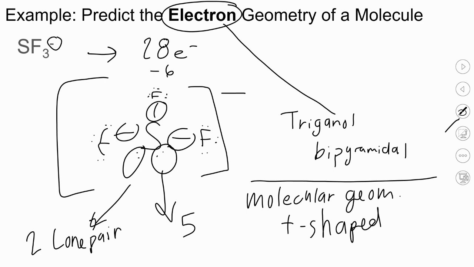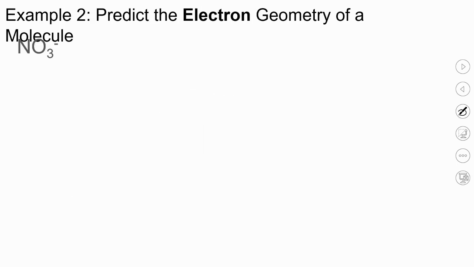Okay, questions on that? Do you guys want to try another one? Do you want to try on your own? What do you want to do? Okay, let's do another one. This one is NO3 minus. What is the electron geometry, then do the molecular geometry.